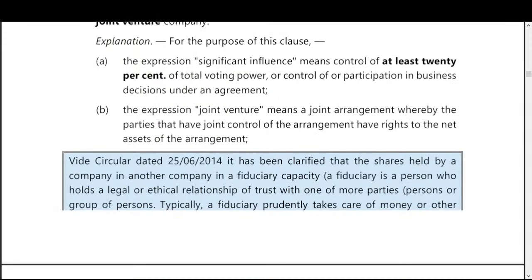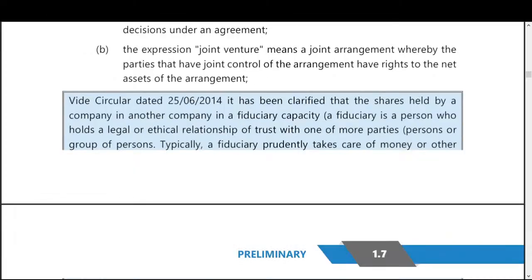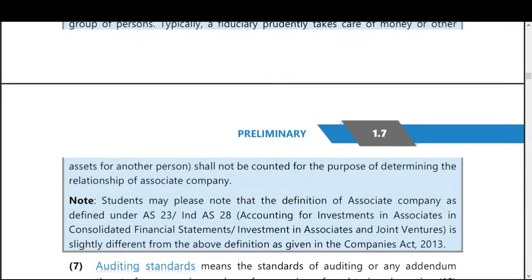Vide circular dated 25/6/2014, it has been clarified that shares held by a company in another company in a fiduciary capacity shall not be counted for the purpose of determining the relationship of associate company. A fiduciary is a person who holds a legal or ethical relationship of trust with one or more parties, a person or group of persons. Typically, a fiduciary prudently takes care of money or other assets for another person.